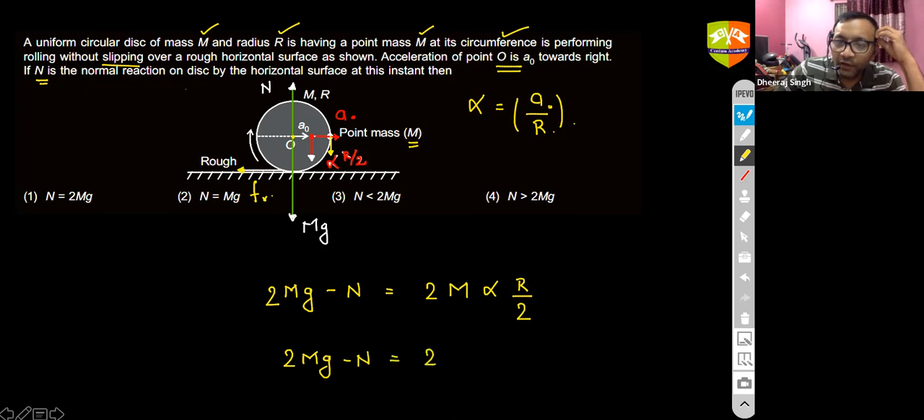alpha is a naught by r, a naught by 2. 2 and 2 is gone. So normal reaction is 2mg minus m into a naught. So it is less than 2mg. Clear to all of you? Type in.